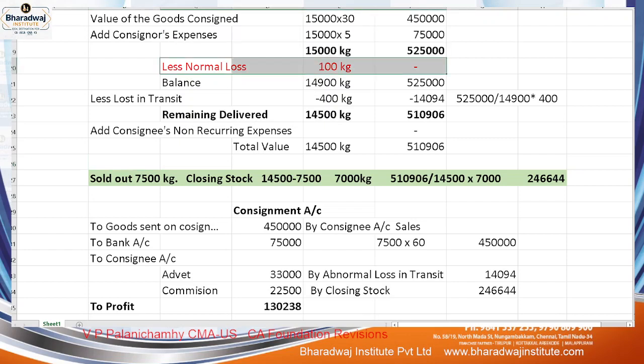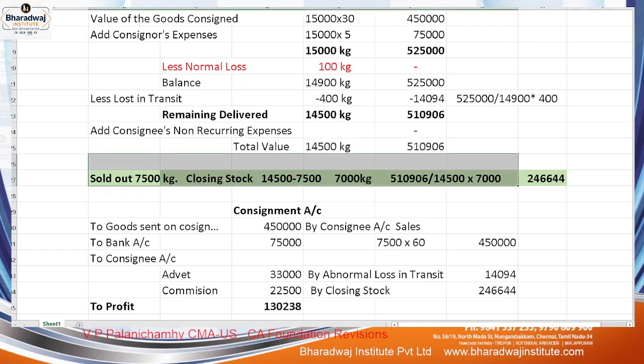So if there is a normal loss, eliminate only which one? Quantity. Then value the loss in transit. Then add non-recurring expense of consignor if any and find out the total value. Based on this total value only, the closing stock will be valued, or if there is a loss in the godown of consignor or consignee, both will be valued. Closing stock should be valued in the same way. Suppose there is a loss in the godown of consignee also, you have to value using the same principle. Here there are no non-recurring expenses. Advertisement is a recurring expense.